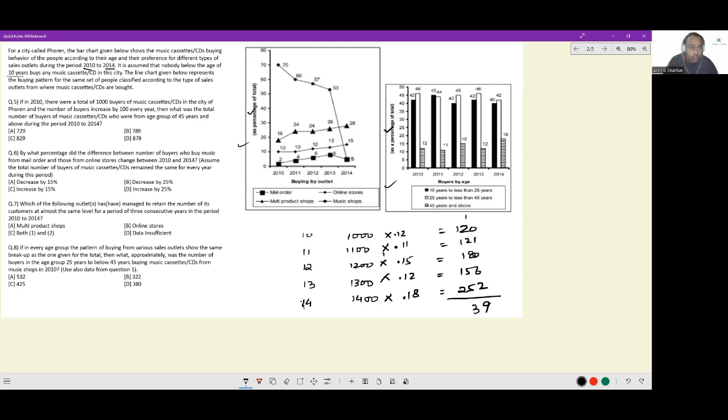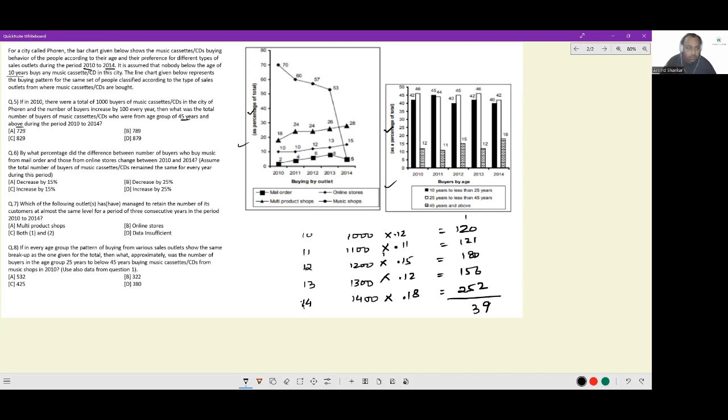Again, let me read. What was the total number of buyers who were from the age group 45 and above? Okay. 12% of 1,000 is 120. 11% of 1,100 is 121. 15% of 1,200 is 15 into 12, 180. 12 into 13 is 156. 18 into 14 is 16 square minus 2 square, so 252. This is also right. So why is my number not aligning?